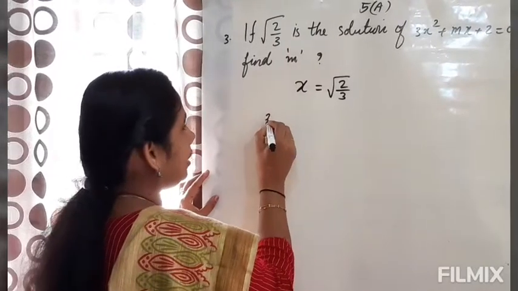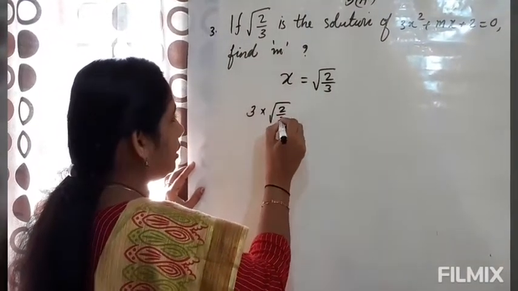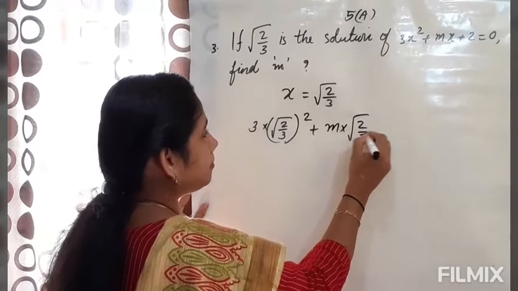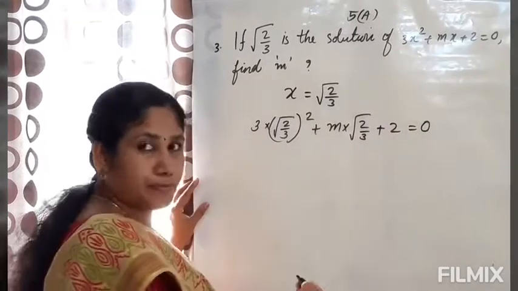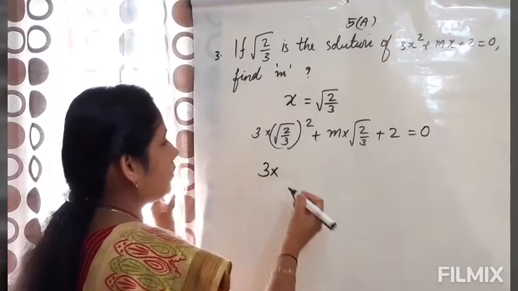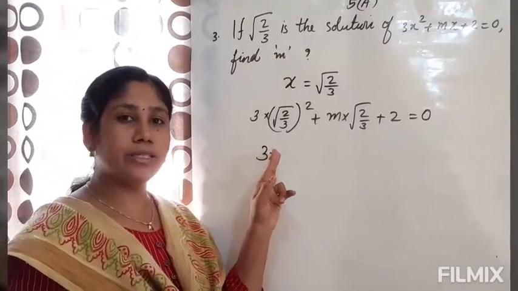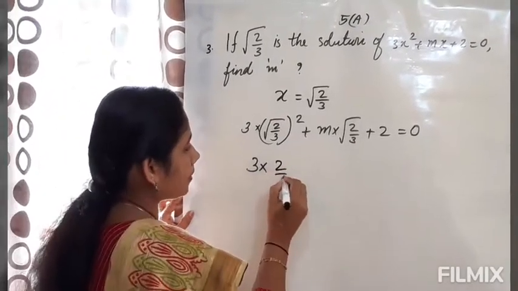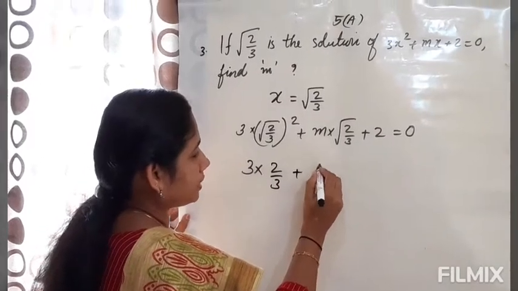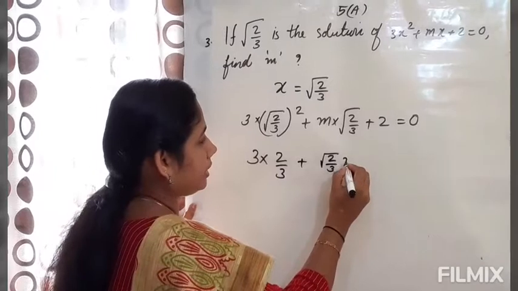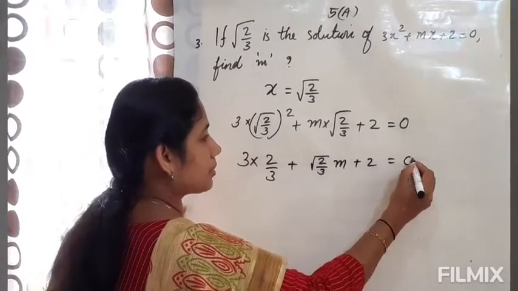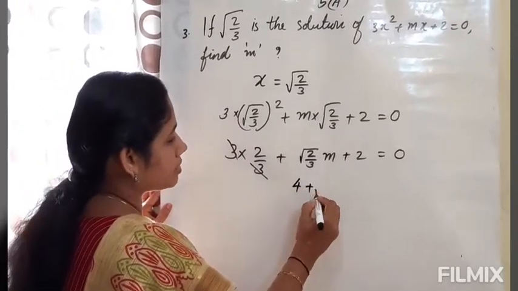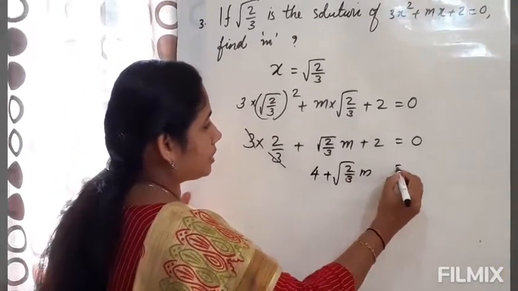That is 3 into square root of 2 by 3 the whole square plus m into square root of 2 by 3 plus 2 is equal to 0. We know that square root of x the whole square is x itself. So what is square root of 2 by 3 squared? It is 2 by 3. Plus m into square root of 2 by 3, or we can write square root of 2 by 3 m plus 2 equal to 0. We can cancel out this 3. 2 plus 2 is 4.